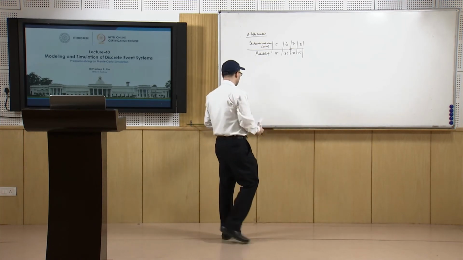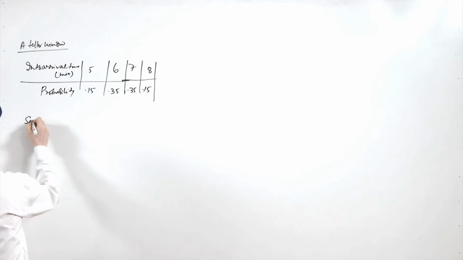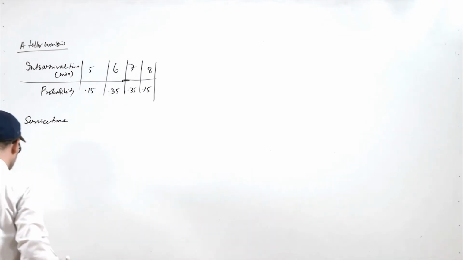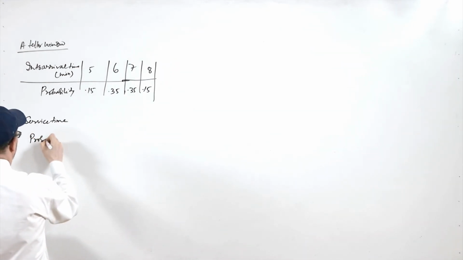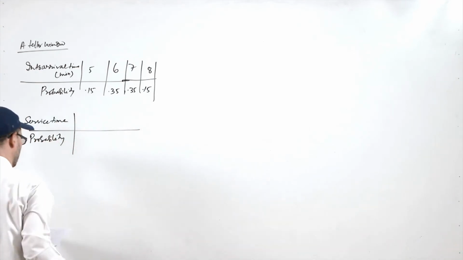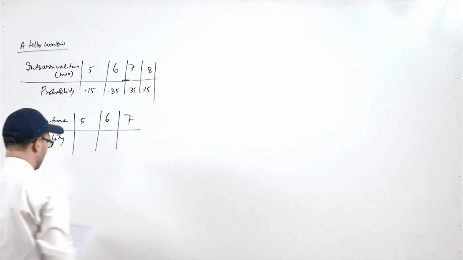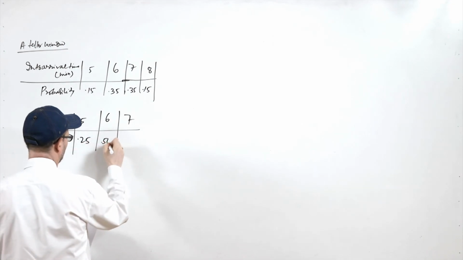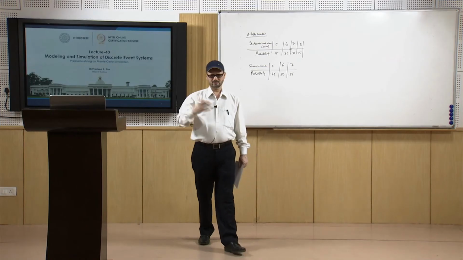Similarly, you have the service time. The service time is given, and its probability is also given. The service time varies from 5 to 7, so 5, 6 and 7, and in that case its probability is 0.25, 0.50 and 0.25.